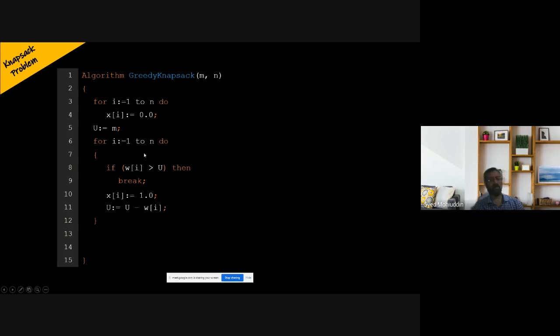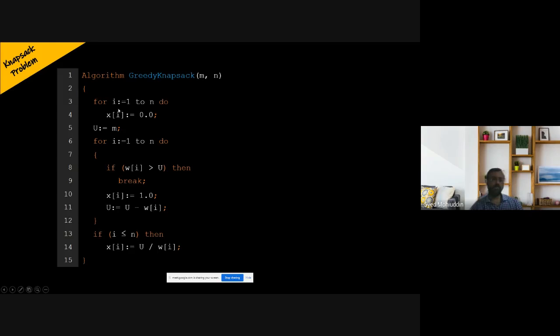So this is done for all the n objects. And lastly, we check if i is less than n. If there is some object remaining, then we will put that fraction, that is the remaining capacity divided by the weight of the object, as its fraction. And for the rest of the objects, their fraction will be 0. So this is how greedy knapsack will work.